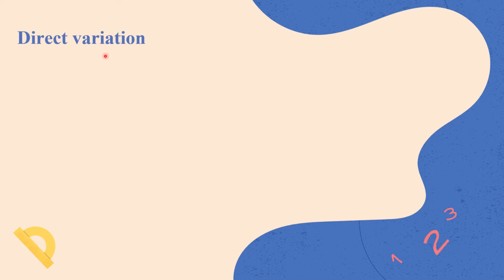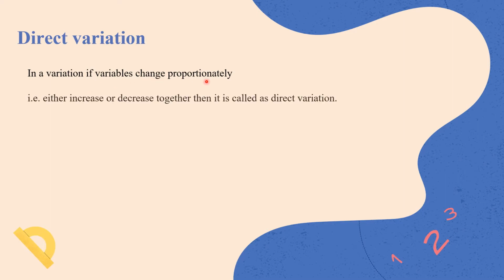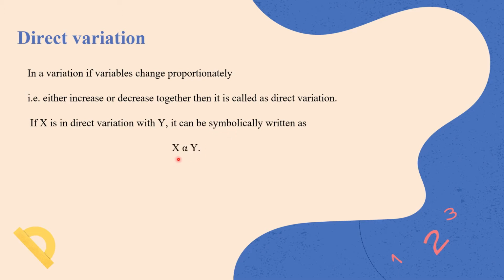Let us first understand what is a direct variation. In a variation, if variables change proportionately, that is, either increase or decrease together, then it is called direct variation. If X is in direct variation with Y, then it can be symbolically written as X directly proportional to Y. This is the mathematical representation of direct variation between two variables X and Y.